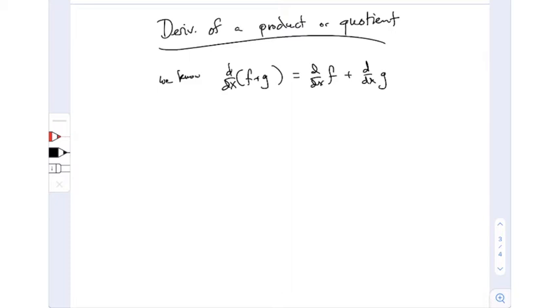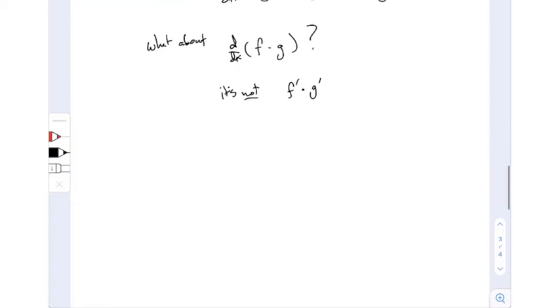Okay, what about a product? What about something like derivative of f times g? This is what we need to discuss, and I will just tell you straight up, it's not just f prime times g prime, unfortunately. This would make things quite a bit easier if it were, but it's not. When you have two things multiplied together, you cannot just take the derivative of the first one and also take the derivative of the second one. And I wanted to just prove that to you. Check it out.